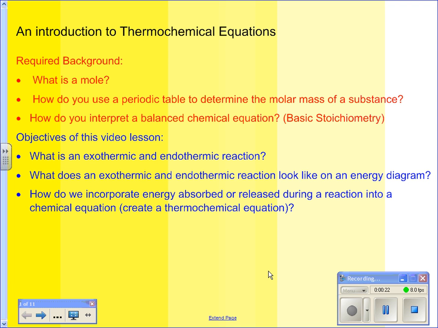Things we're going to need to know before we go into this: What is a mole? How do you use the periodic table to determine the molar mass of a substance? And how do you interpret a balanced chemical equation and do basic stoichiometry? The objectives of the lesson: What's an exothermic and an endothermic reaction? What do they look like on an energy diagram? And how do we incorporate energy absorbed or released during a reaction into a chemical equation, or create a thermochemical equation?